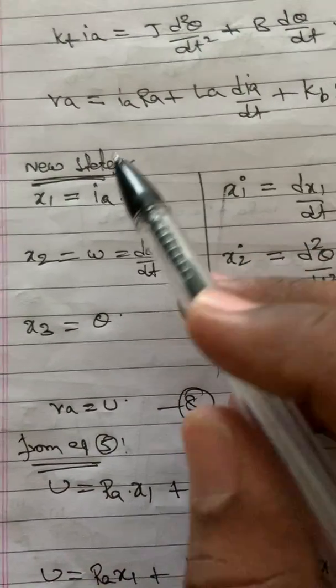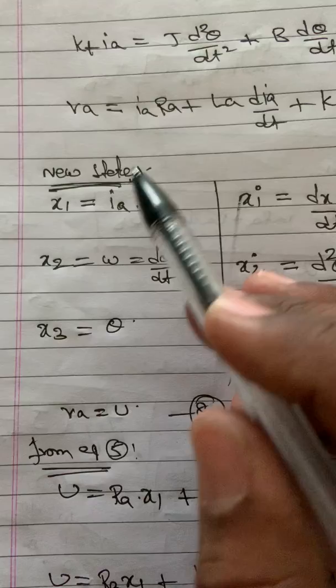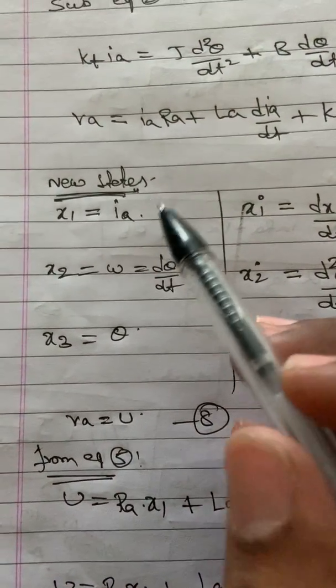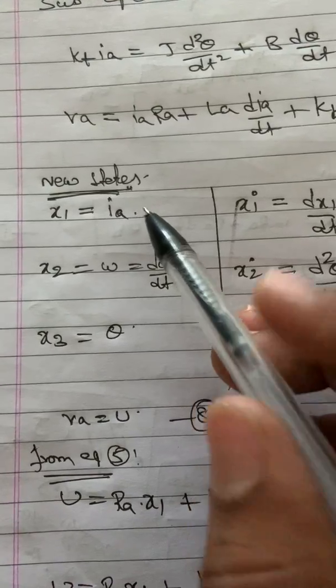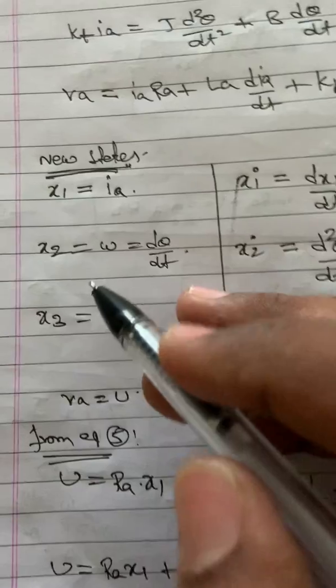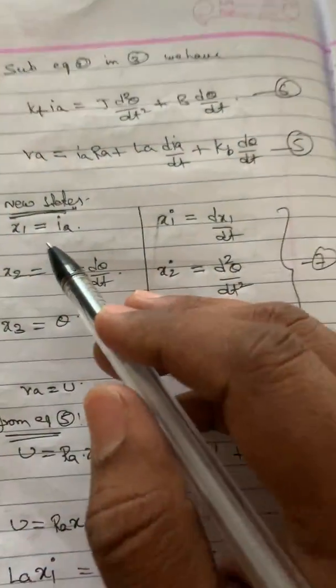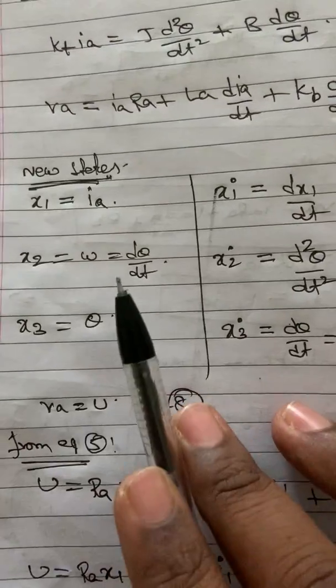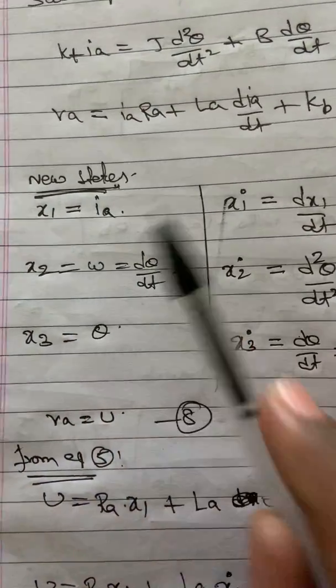What should be the x1? Just concentrate on the states. What should be the states? So whether you take the electrical as the first state or the last state, it doesn't make any difference, obviously. So the next step is to relate the states in terms of first order differential equations. So x1 is equal to IA.